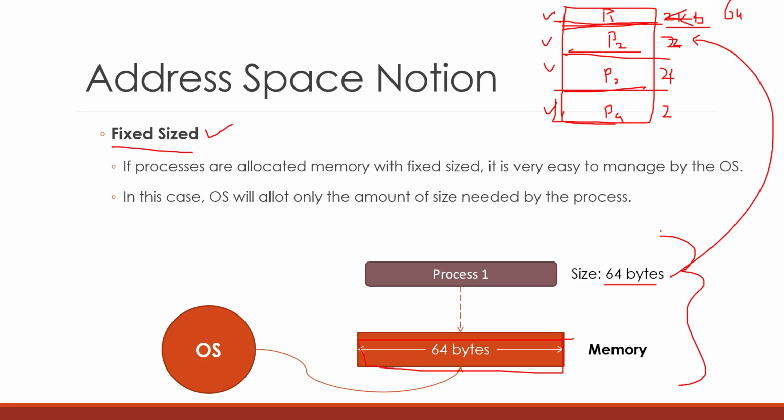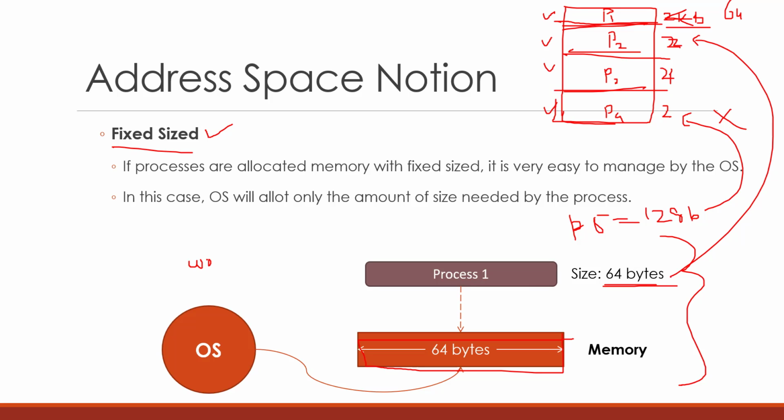If my next process comes which has 128 bytes of size, so if process 5 has 128 bytes of size, I cannot place it in the memory because there is not enough space, right? There is not enough space available over here. So it's very important to note over here that not all processes are going to have the same size, right?